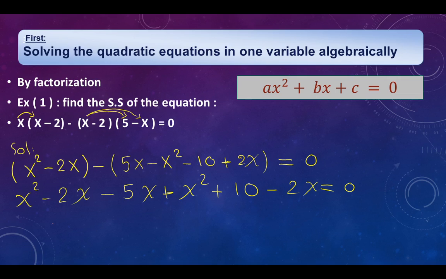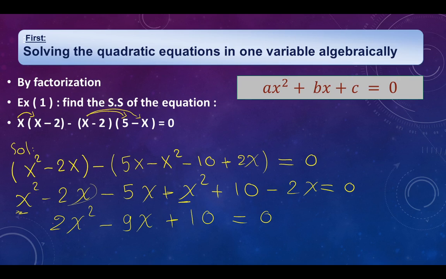Simplifying furthermore, here we have x power of 2 and we have x power of 2. X power of 2 plus x power of 2 equals 2x power of 2. Negative 2x minus 5x, negative 7x minus 2x, this equals negative 9x. And the absolute term will be positive 10, equals 0. Now we put it in the form of a quadratic equation, so we can solve it by using factorization.